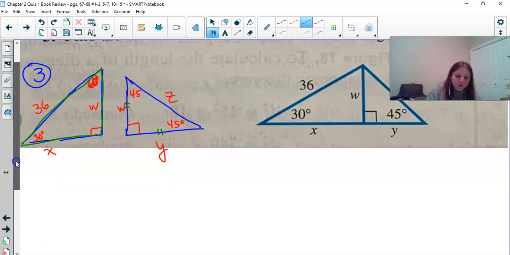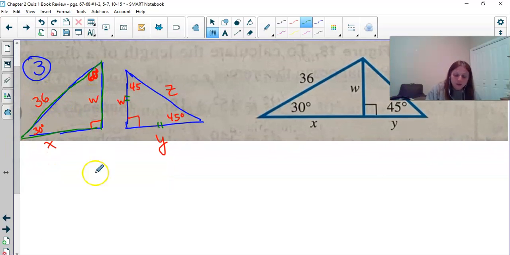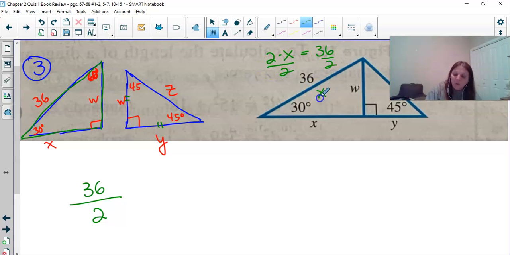So in order to find the shortest side, what I can do is take this 36 and I can split it in half. Okay, so remember our hypotenuse was like 2 times x, and if 2x equals 36, then you can divide it by 2 to find out what that shortest side is. So 36 divided by 2 would be 18. Okay, so our shortest side in this case is W, and our longest side is 2W. So what I'm really finding is W, which equals 18.